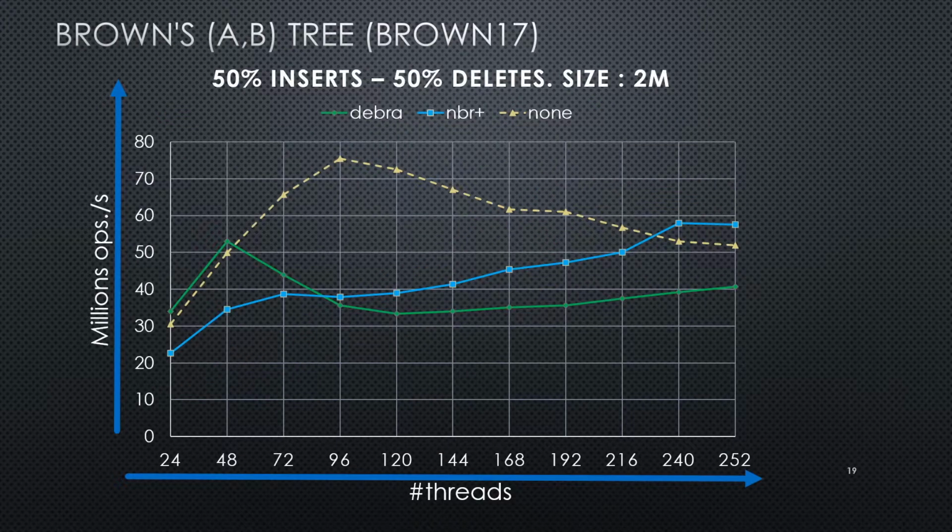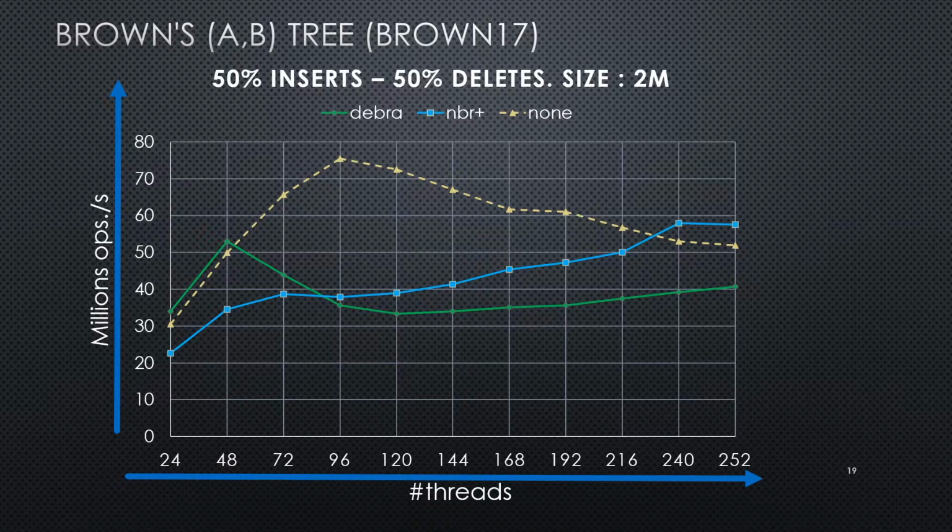Moving on to Brown's A/B tree. Here again we see that the trends are similar to what we saw in the external binary search tree. The thing to be noticed here is that Debra performs much better than NBR Plus up to 72 threads, and then it sort of scales down. But NBR Plus again continues its upward trend and scales up gracefully.